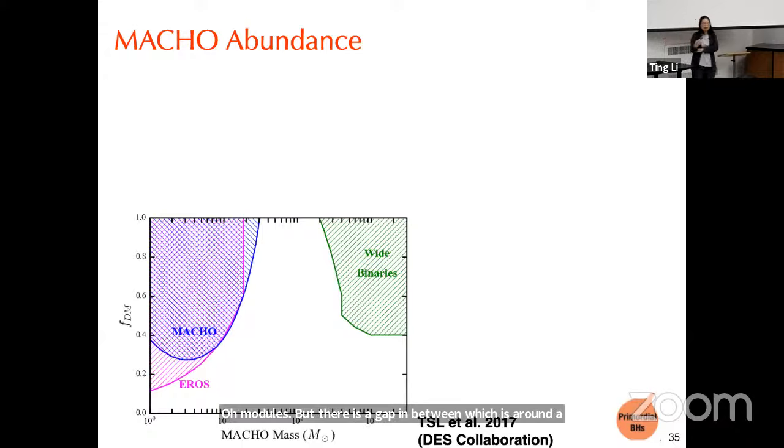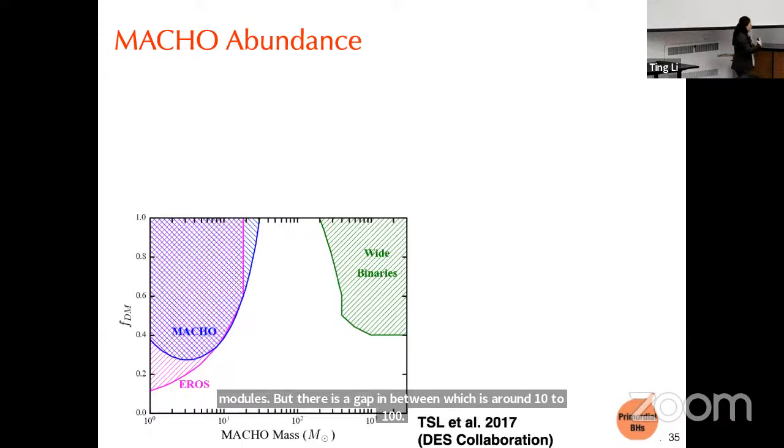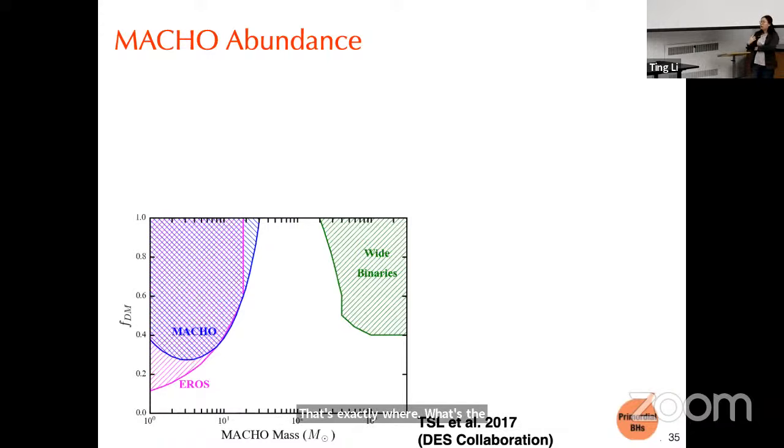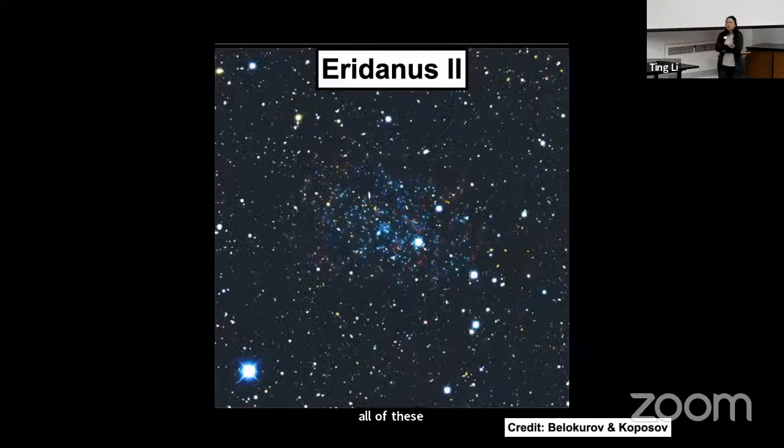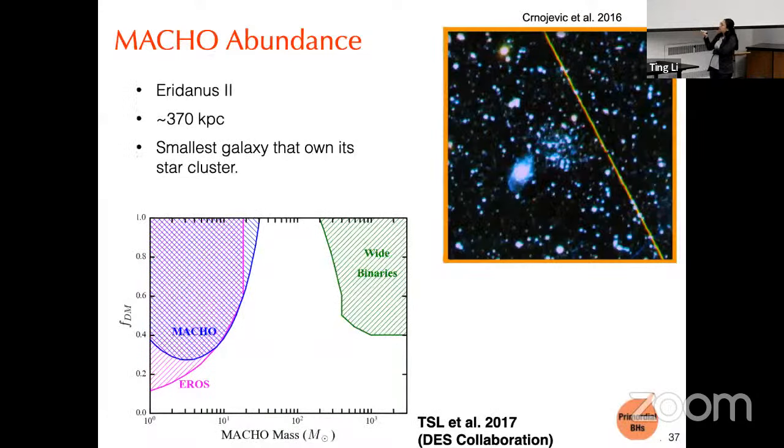That's exactly where LIGO is finding all of these black holes. So we're trying to see if there's any constraint we can put in this regime. And here comes a dwarf galaxy called Eridanus 2. This is one of the satellite galaxies of our Milky Way. In the dead center, you probably cannot see very clearly, there is a cluster. So we zoom in a bit, there's a cluster in the center of the galaxy.